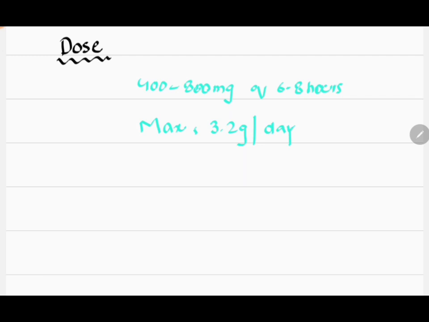So we can use this dose to treat arthritis and the pain that is associated with a variety of medical conditions in the dose of 400 to 800 mg. But we need to remember that we cannot exceed 3.2 gram in 24 hours for the drug ibuprofen.